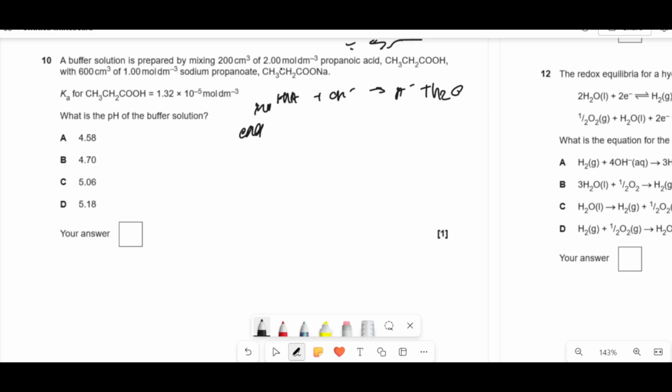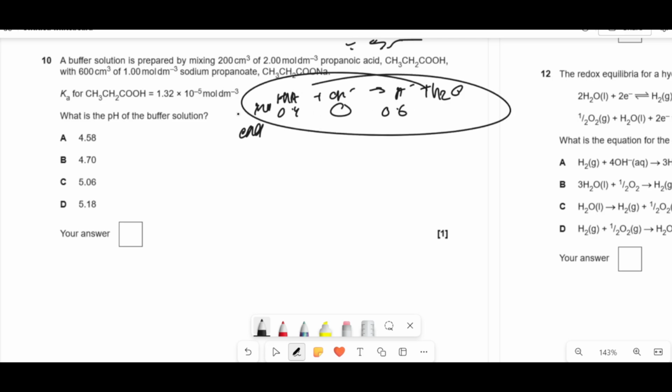In this case, they've mixed this much propanoic acid with this much of that. So we need to quickly work out the moles of everything going on here. So the moles of the propanoic acid is going to be 200 over 1,000 times 2, which is going to be 0.4 moles. There's no base added, so that could be 0. And the A minus is 600 times 10 to the minus 3 times 1, which is 0.6. These are not going to react. It's all done and dusted.